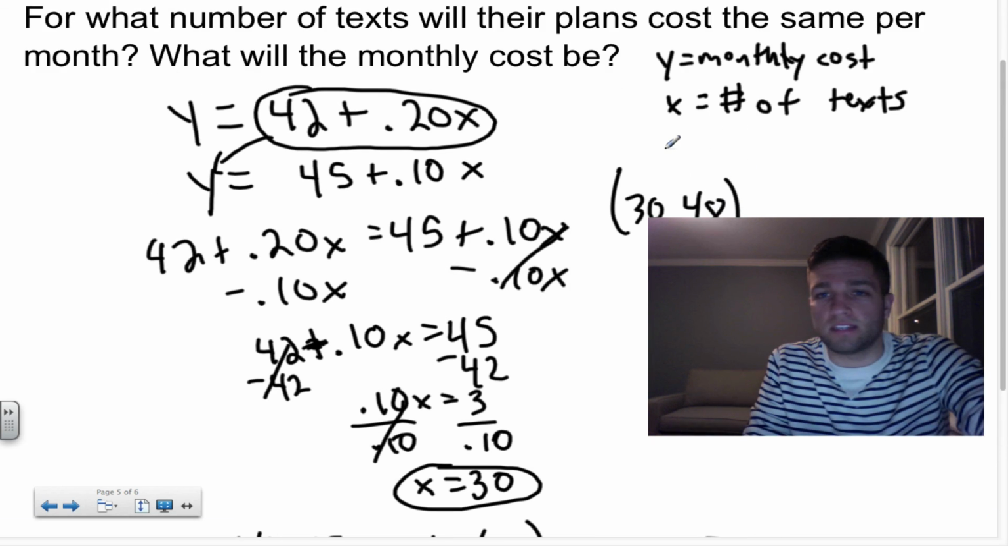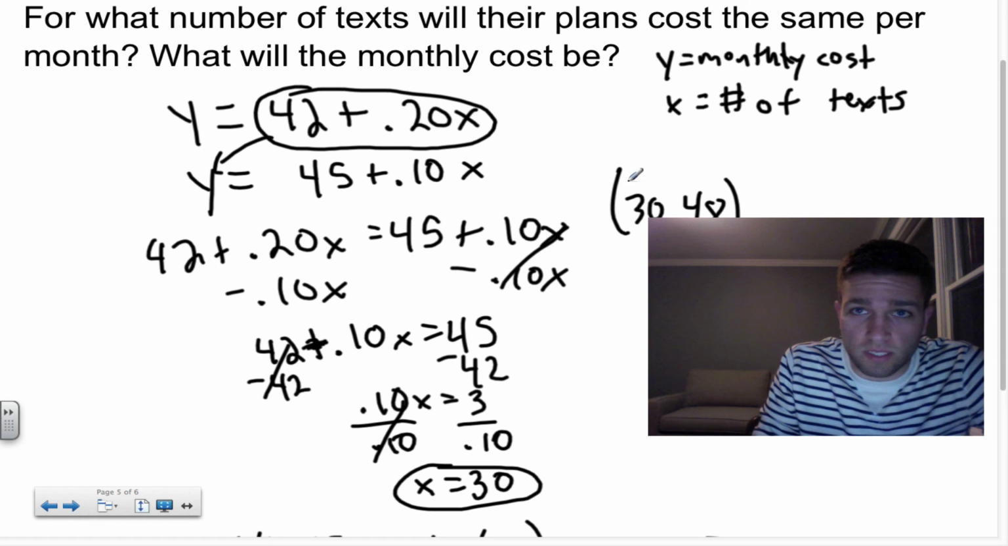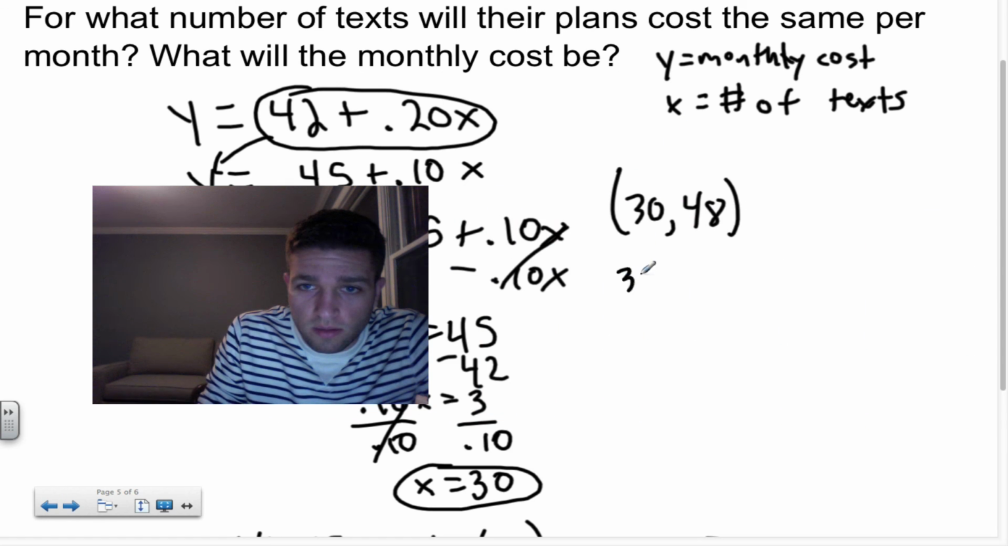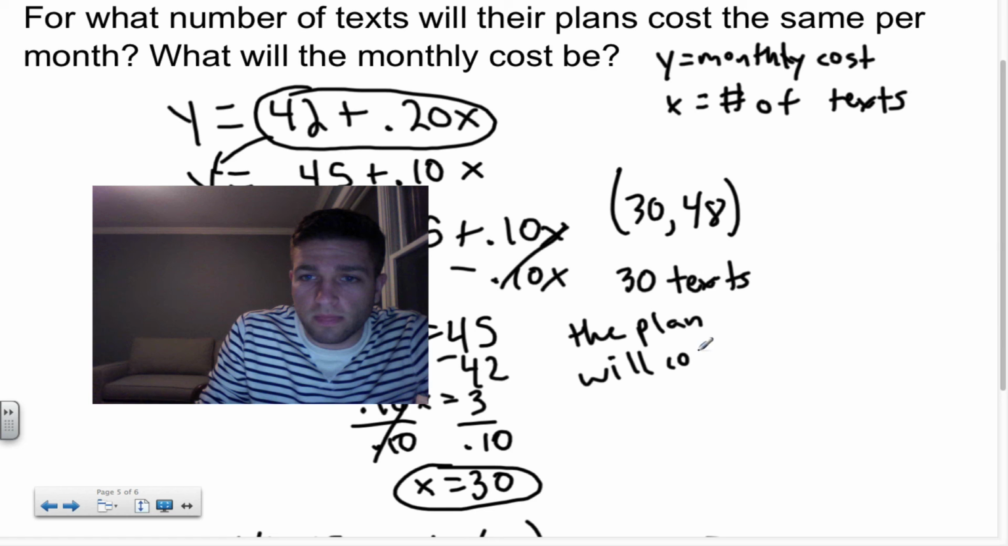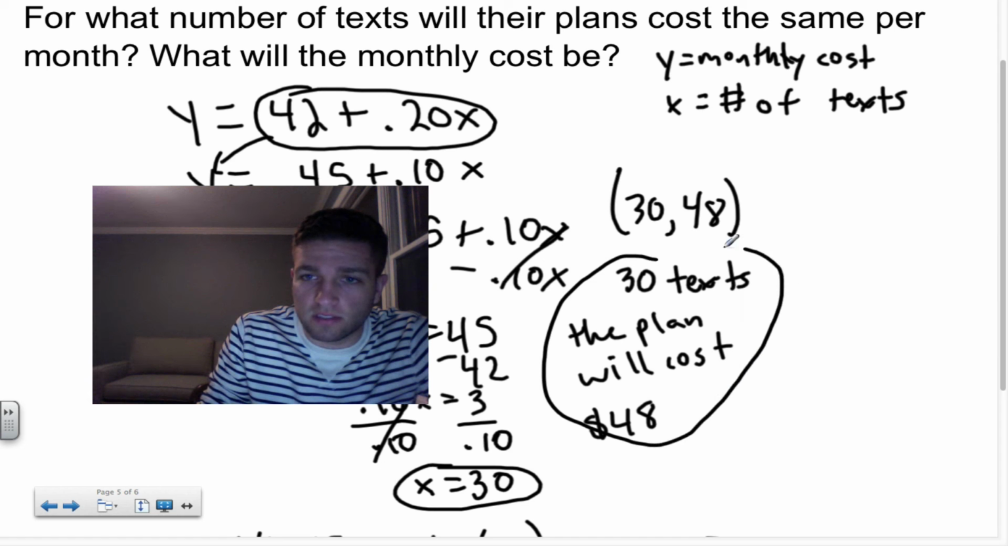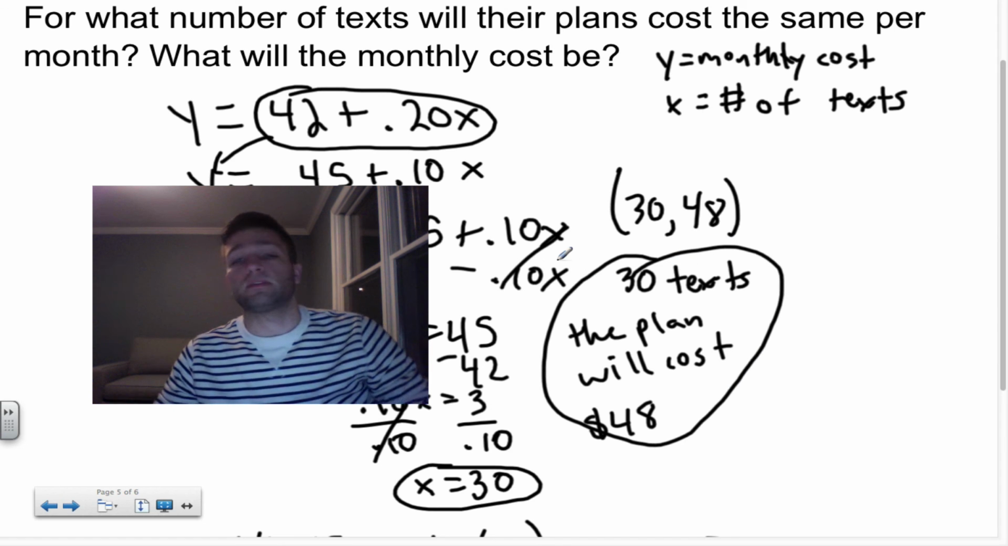But let's make it make sense for the problem. The question was what number of texts? So at 30 texts, the plan will cost $48. Okay, so there's the solution to this system of equations. That's an example of a word problem.